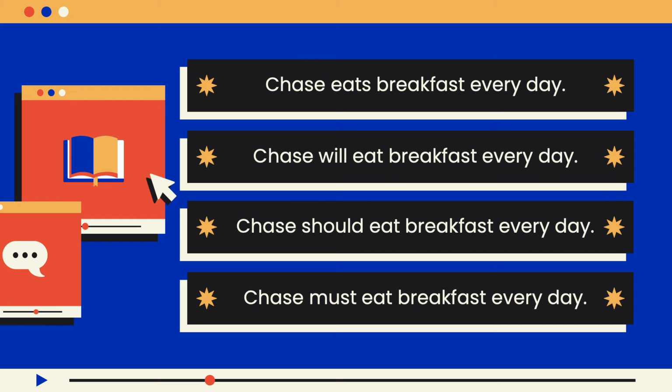Chase must eat breakfast every day. The modal verb must tells the reader once again that Chase does not eat breakfast every day, but has an obligation to do so.